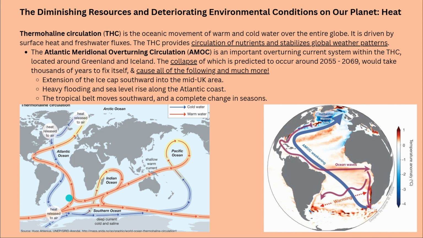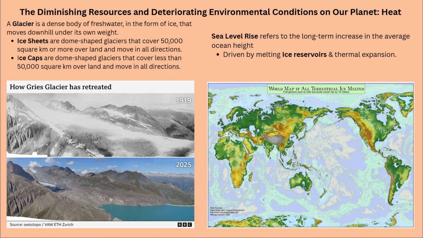Okay, at the same time that all of this is occurring, we are also seeing a dramatic loss of glaciers worldwide. And the reason is actually pretty straightforward. That is because glaciers are a dense body of frozen fresh water in the form of ice that moves downhill under its own weight. Glaciers are formed by continuous snowfall that eventually packs itself down into ice.